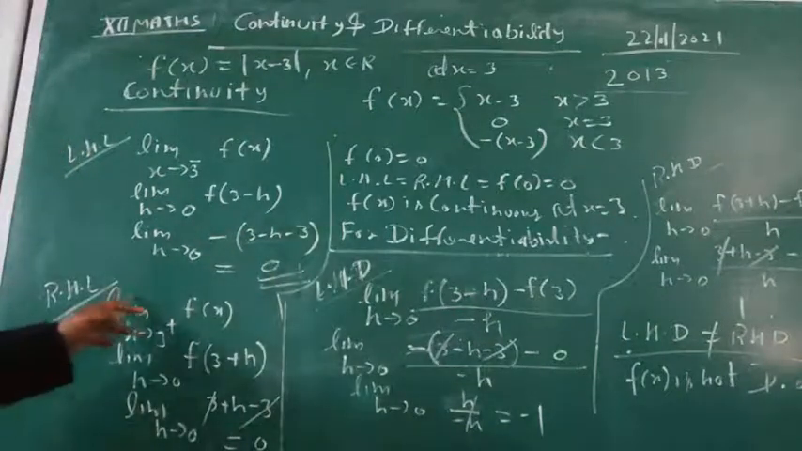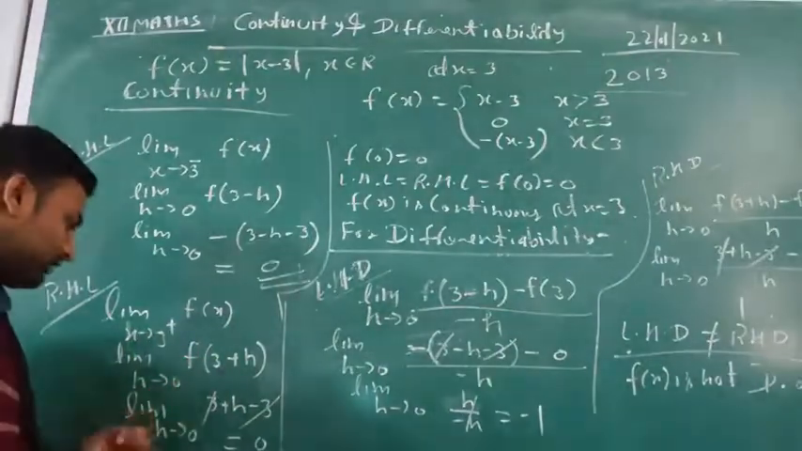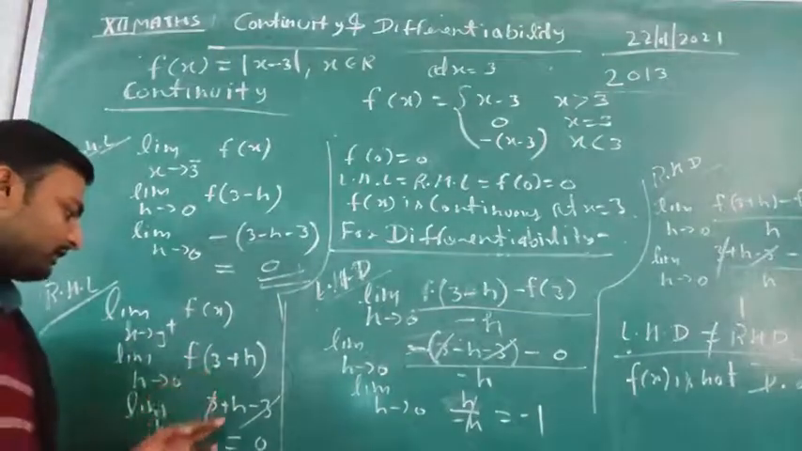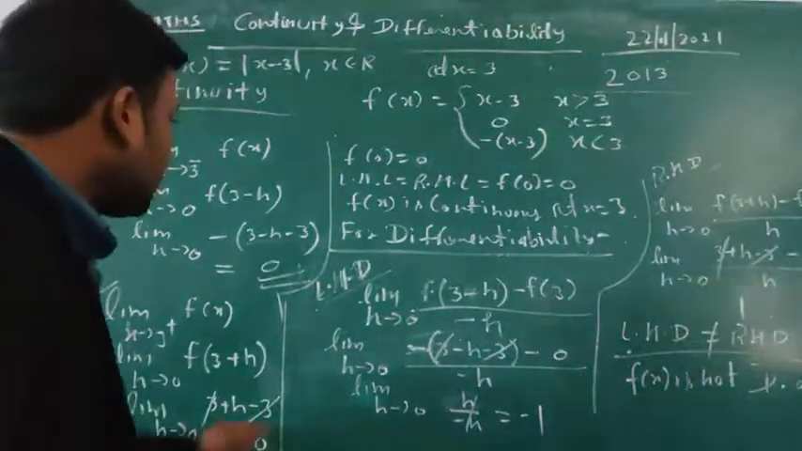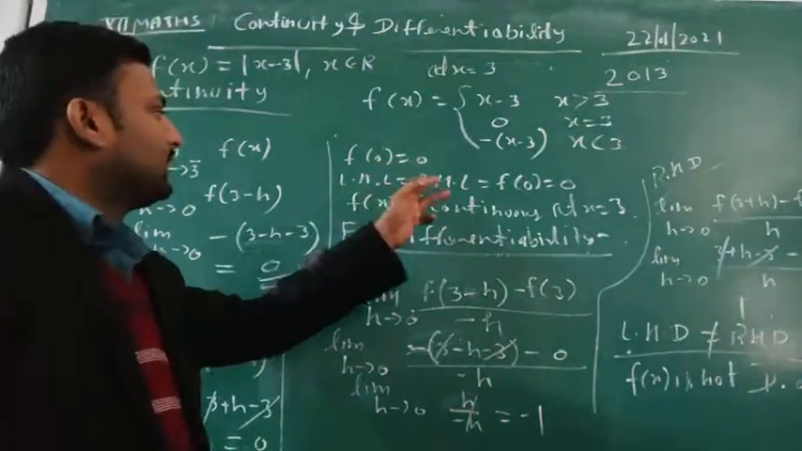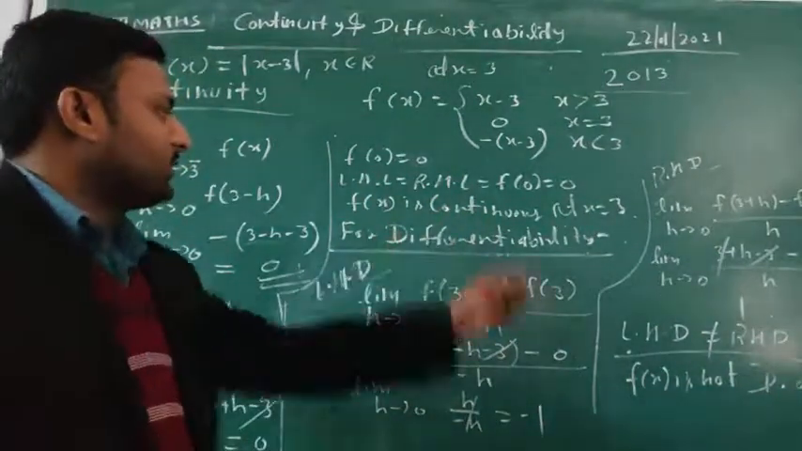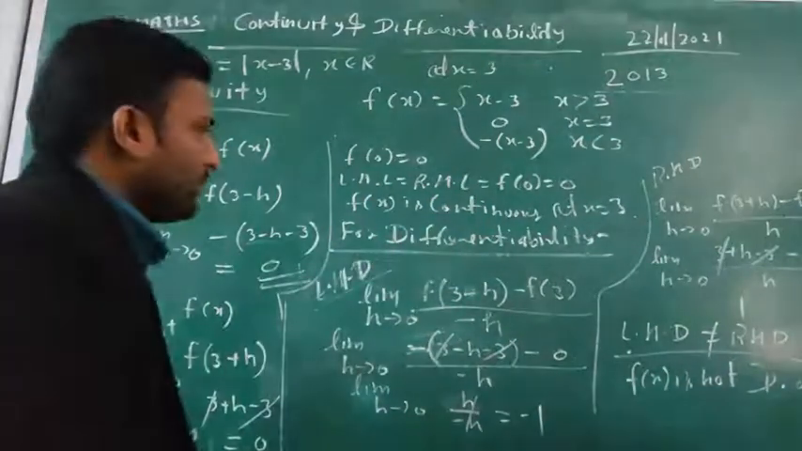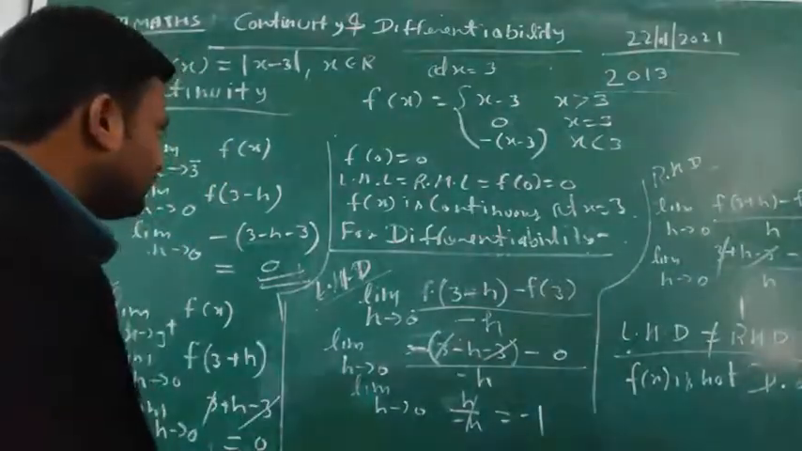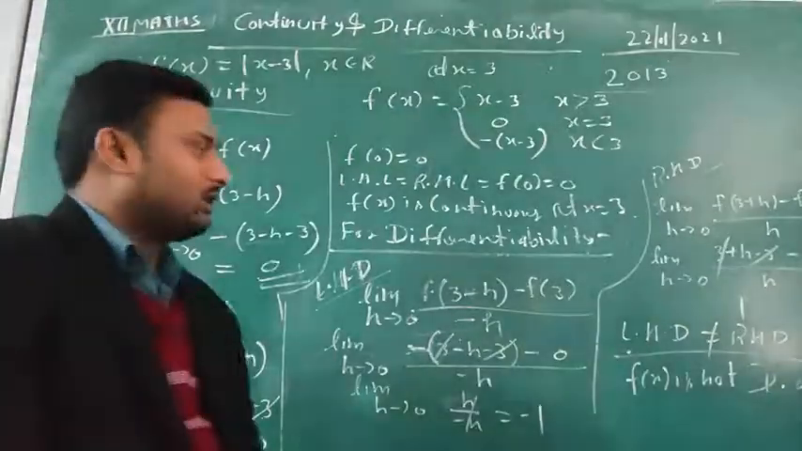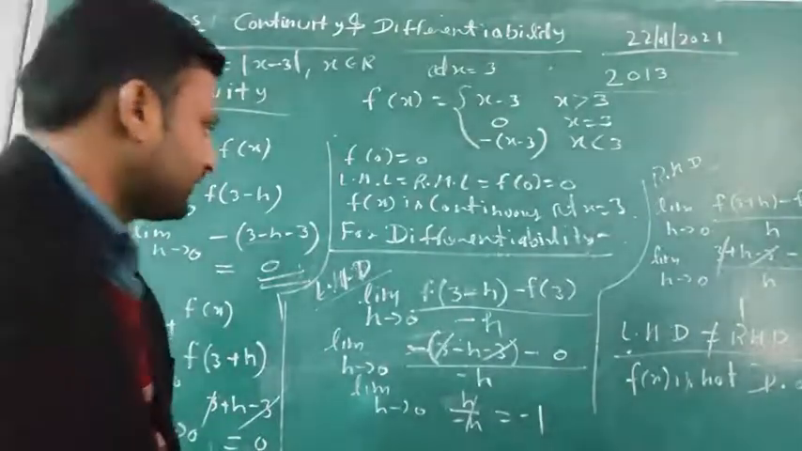Now the right hand limit, x tends to 3 plus f(x), so f(3 plus h), limit h tends to 0, this is 3 plus h minus 3, this is 0. And f(3) is 0, so the left hand limit, right hand limit, and value of the function are 0, so the function is continuous at x is equal to 3. Okay student, our function is continuous at x is equal to 3 because the left hand limit, right hand limit and value of the function are the same.